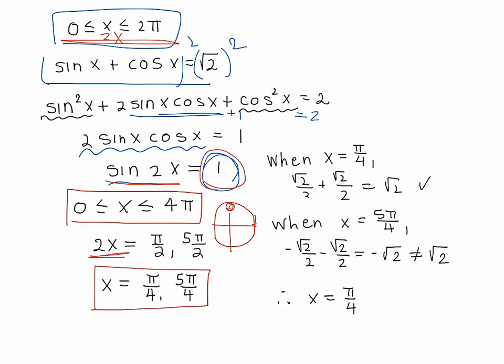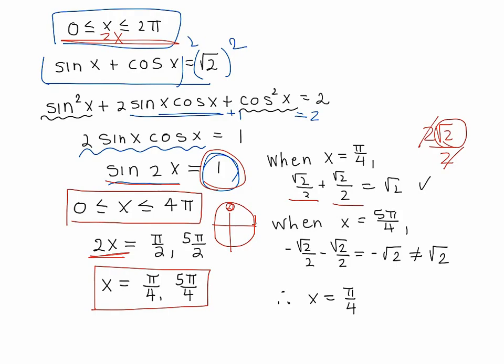Something to keep in mind is checking your work. When you plug in pi over 4 for your x, you get sine of pi over 4, which is root 2 over 2, and cosine of pi over 4, which is another root 2 over 2. So you have 2 times root 2 over 2. The 2's cancel out, and you're left with root 2. So this checks and this works.